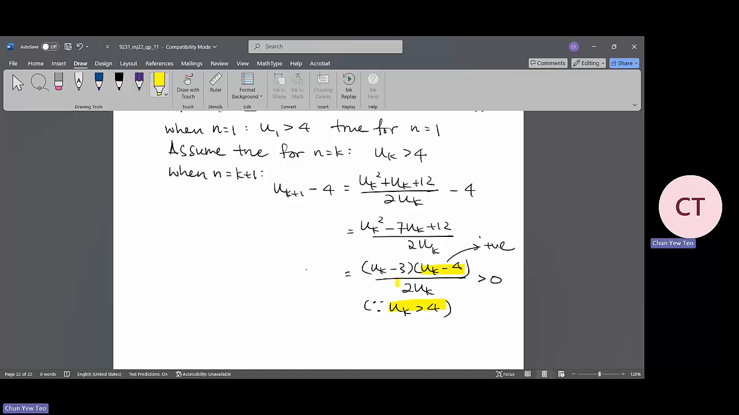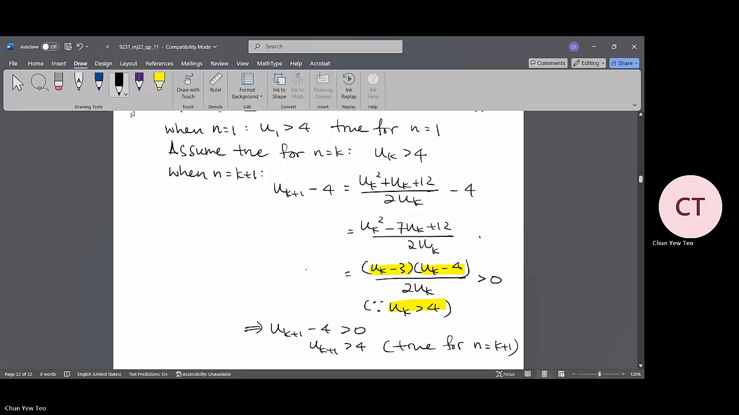This one also definitely will be positive as well. Then this one also positive. So if all of them are positive, at the end, it will be greater than 0. Okay, so that means your U_k plus 1 minus 4 is greater than 0. So your U_k plus 1 is greater than 4 is true for n equal to k plus 1.